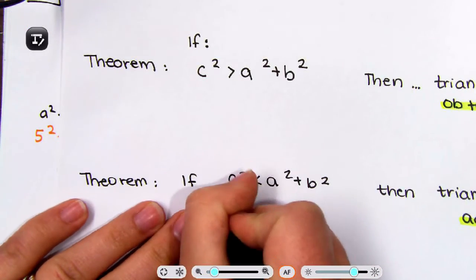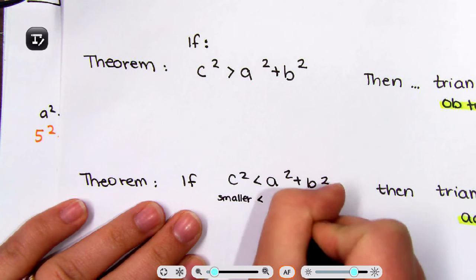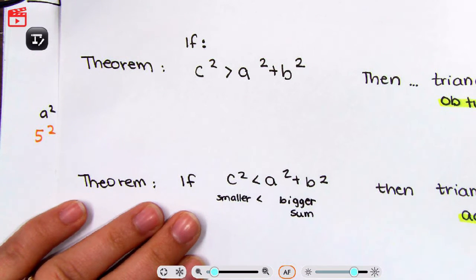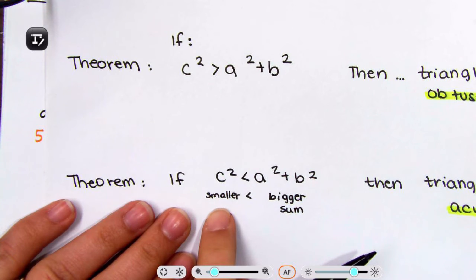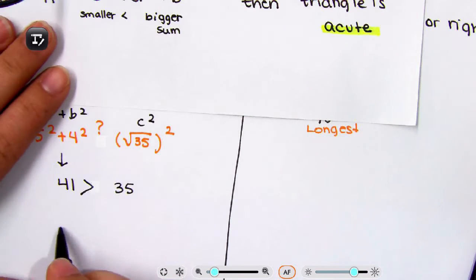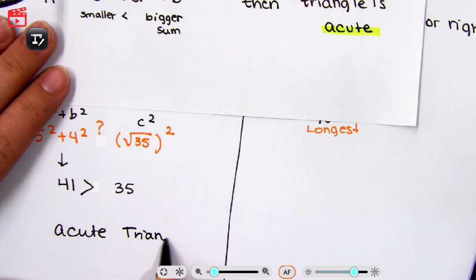This is small, this is bigger. So I'm gonna say bigger sum. So when you have a bigger sum, that means your C value is smaller, that means you have an acute. So this is an acute triangle. If you want to flip it around, that's fine.